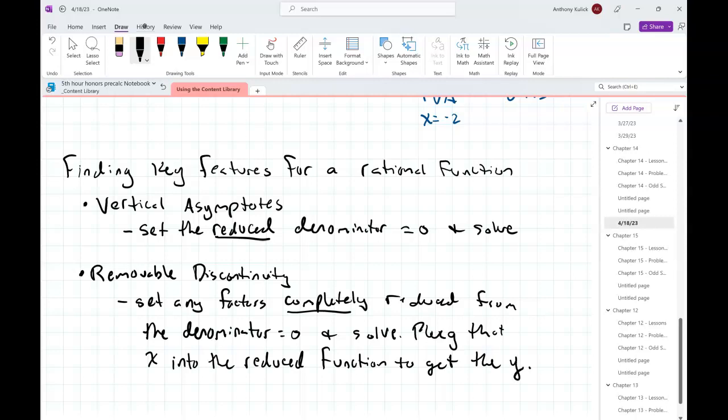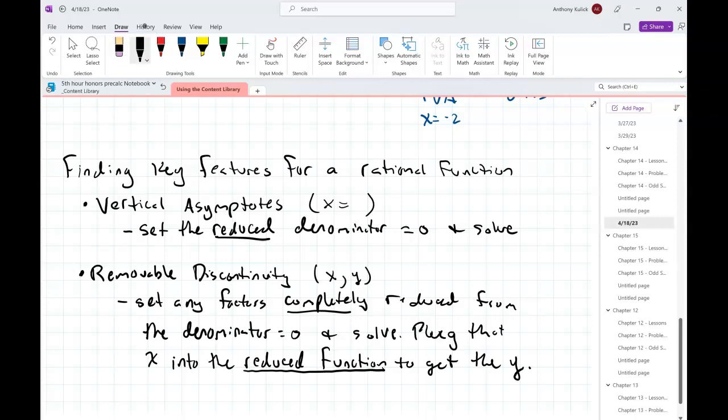So for removable discontinuity, we're going to set any factors that are completely reduced from the denominator equal to 0 and solve. You'll then plug that x value into the reduced function to get the y. And this is an ordered pair, right? This is an xy, as opposed to a vertical asymptote, which is just an x equals.